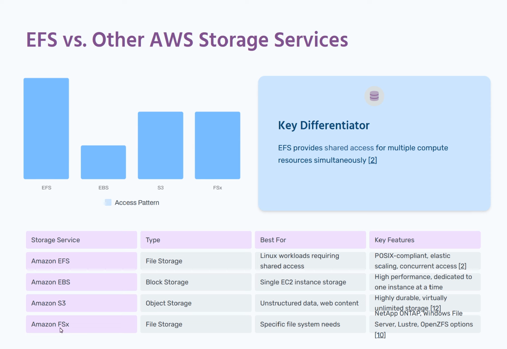So here is the storage service type. We explain what file, block, and object storage are. So what is this best for? What we're discussing is Linux workloads requiring shared access, elastic scaling, and concurrent access. That is what we're considering here. This one is EC2, and then S3, right? Object storage. The last one is Windows Enterprise. Last is FSx.